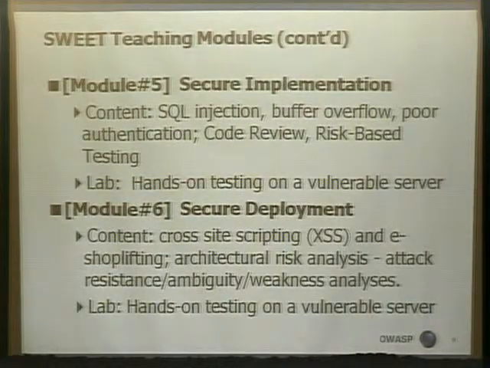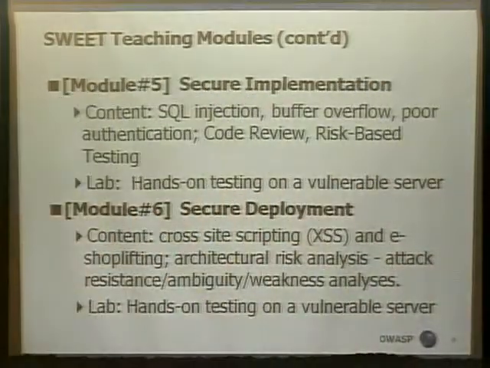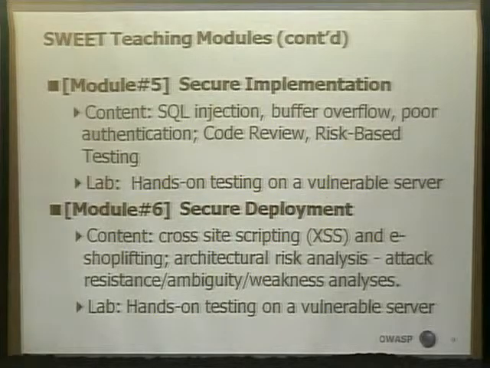So moving from analysis to implementation, we talk about the OWASP top 10 type of problems: SQL injection, buffer overflow, and how do you do code review with static analysis, risk-based testing, and all that. And again, there'll be testing on the WebGoat server. For secure deployment in the field, we have to address things like cross-site scripting, and talk about architecture risk analysis.